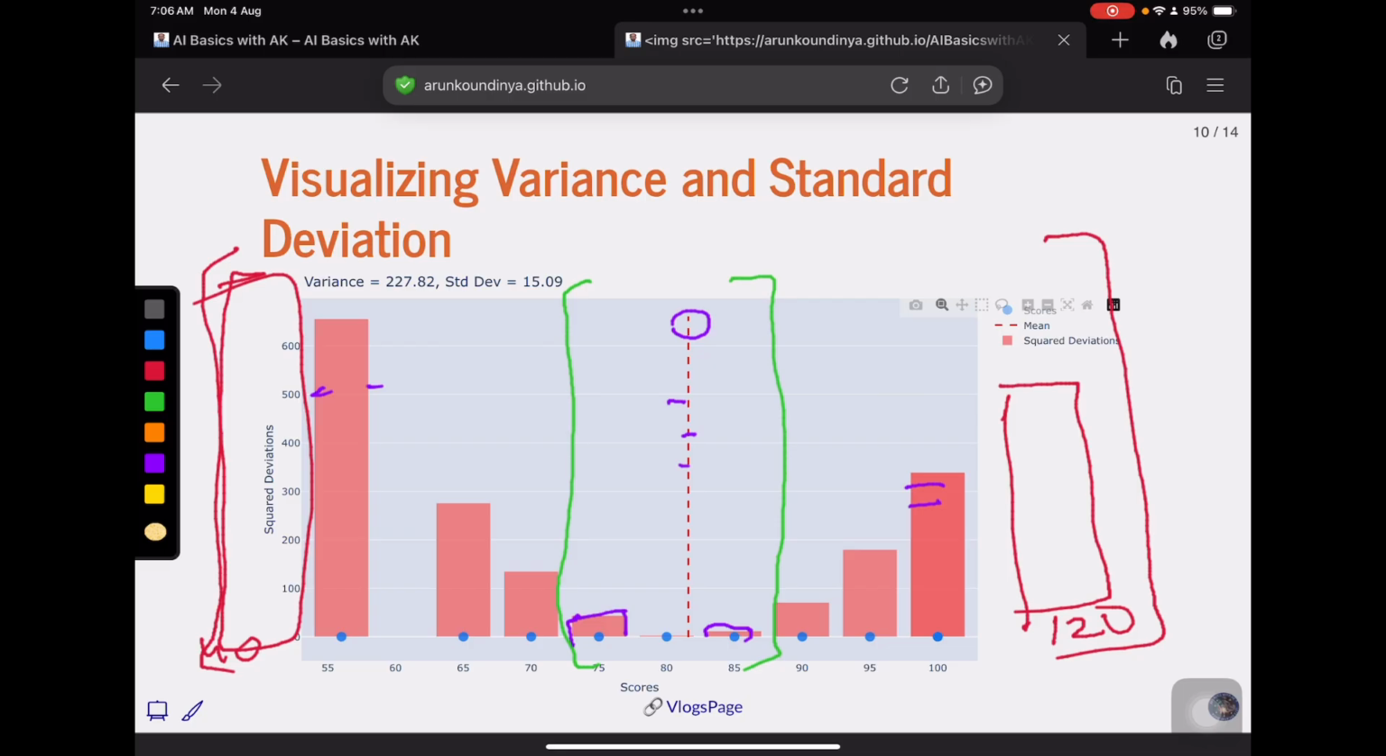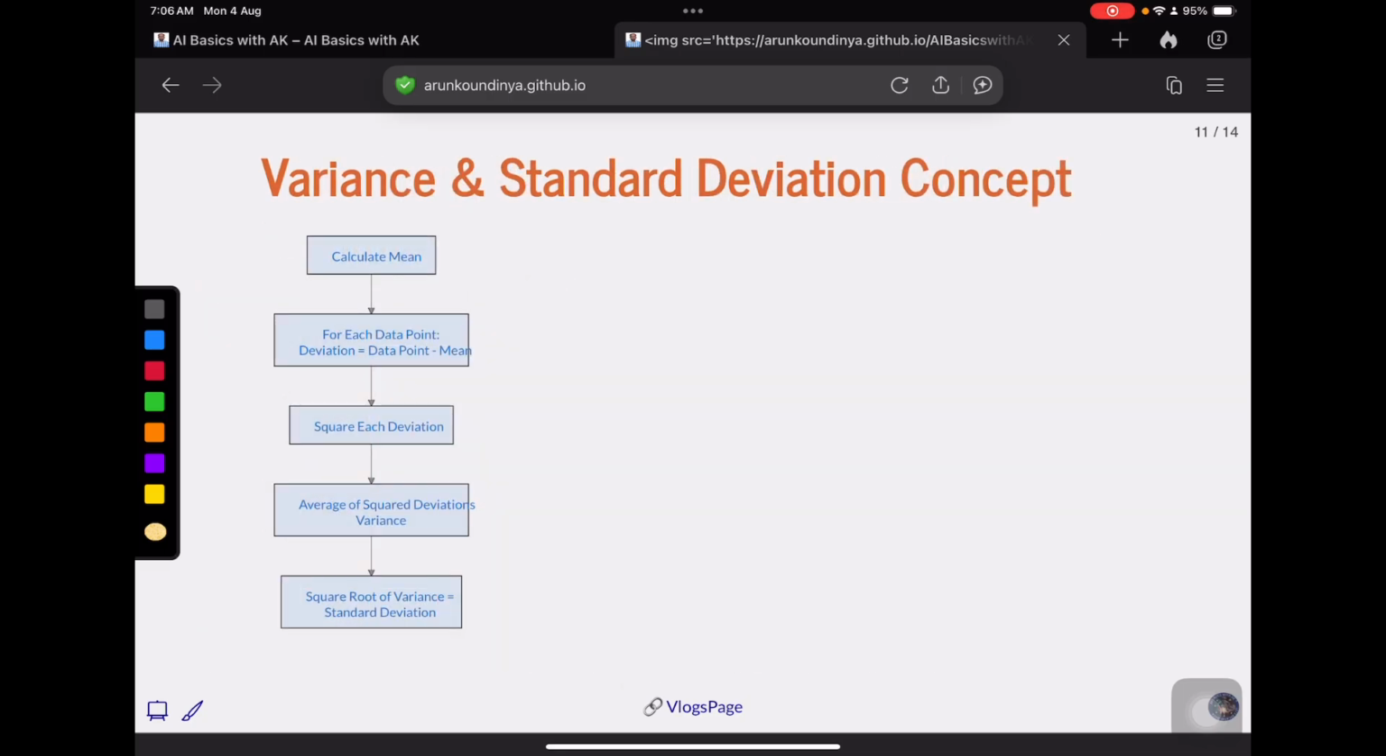How does this help? Let me explain it to you once I tell you how we calculate it. To calculate it, you calculate the mean. You take each data point and subtract it from your mean. Let us call that a deviation. And you square each deviation, add them up and take an average. You get a variance. This step is called variance. Once you take the square root of variance, you get standard deviation.